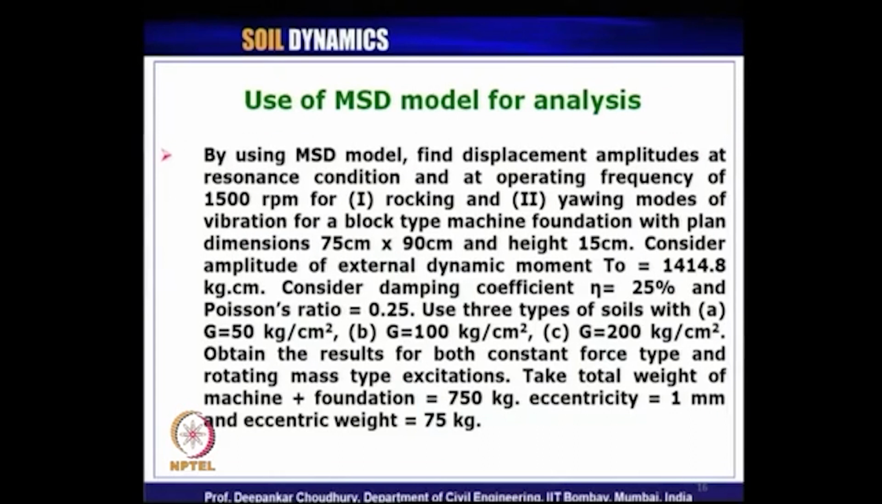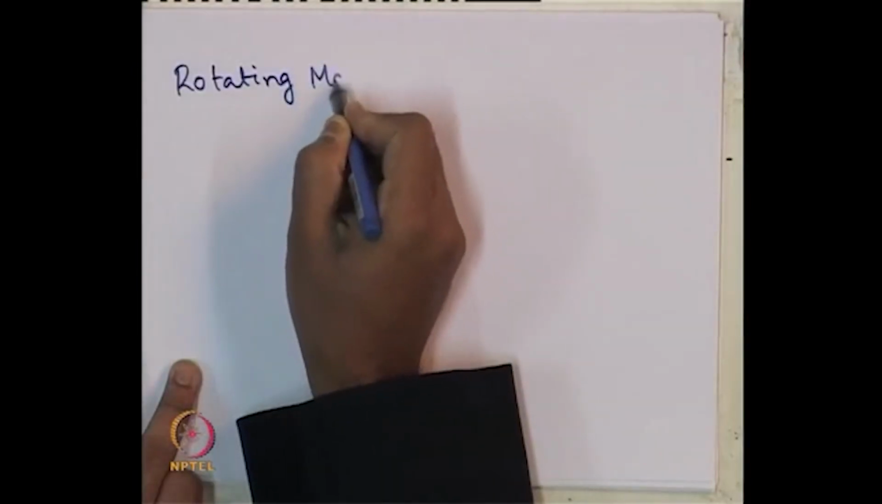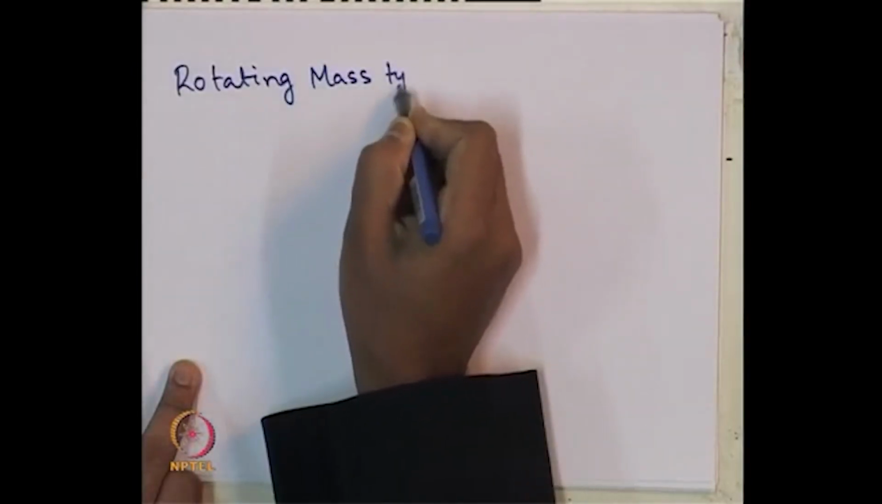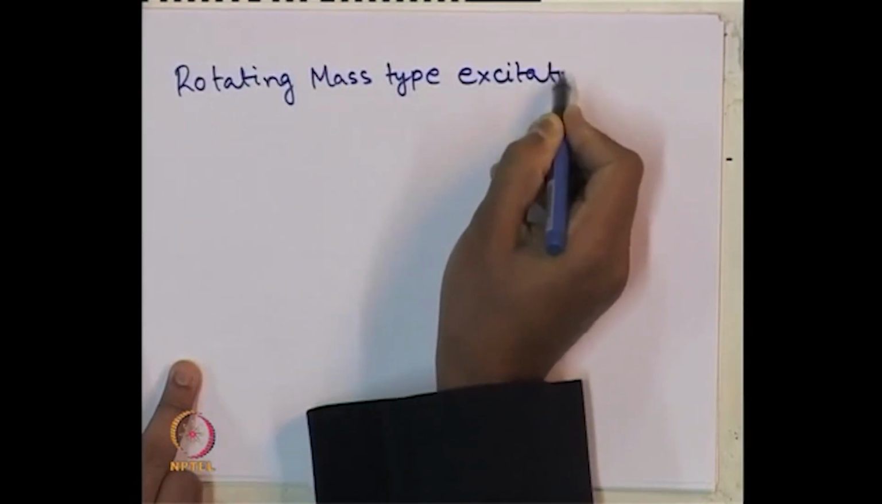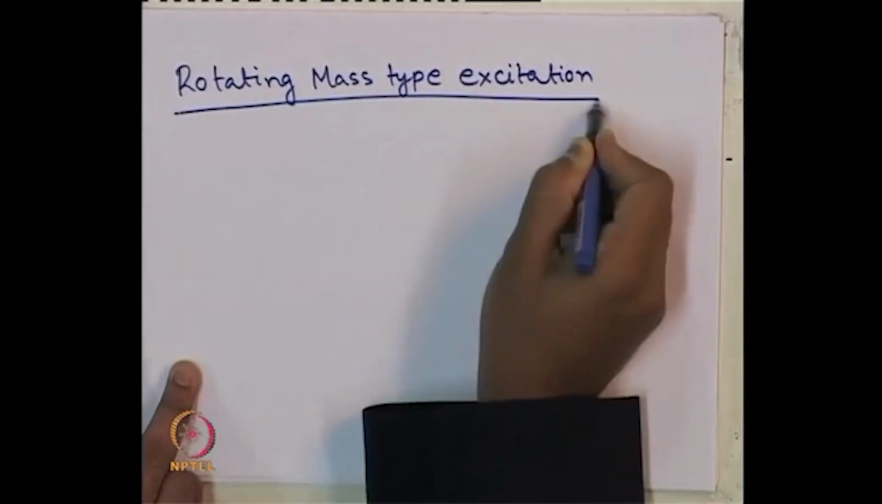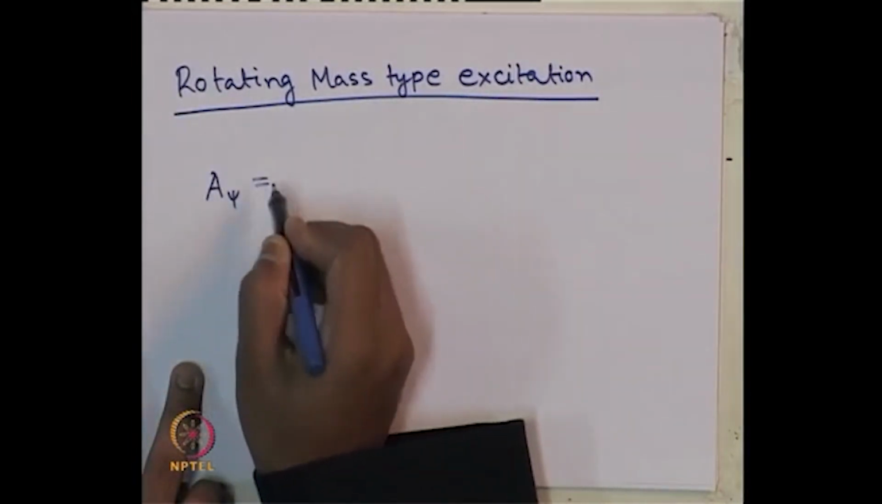Let us come to now the rotating mass type excitation. We have calculated only for the constant force type excitation. So, for rocking mode, we have to now do the calculation for rotating mass type excitation. For rotating mass type excitation, what is the expression for A psi?